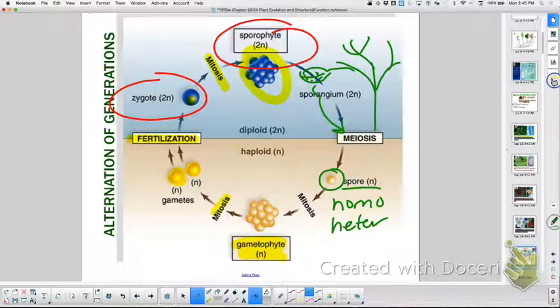Yes? So spores are like tiny particles that are on the plant and they get released? Yes. And then how do they get fertilized? Is there, like, seeds?